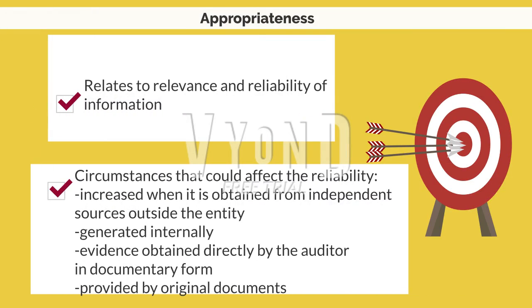Appropriateness relates to the relevance and reliability of the underlying data and corroborating information. Relevance requires that the evidence be pertinent to the auditor's decision related to the assertion being tested. Reliability of evidence is influenced by its source and by its nature. Reliability is increased when evidence is obtained from independent sources outside the entity, generated internally under effective controls, and obtained directly by the auditor in documentary form provided by original documents.